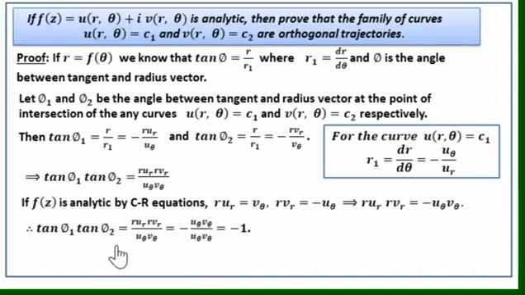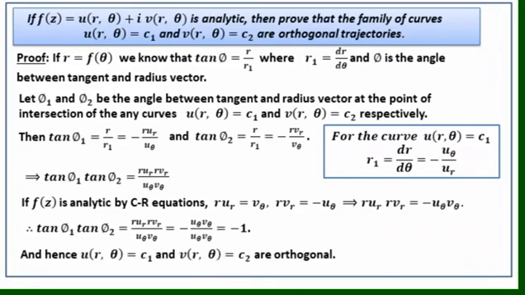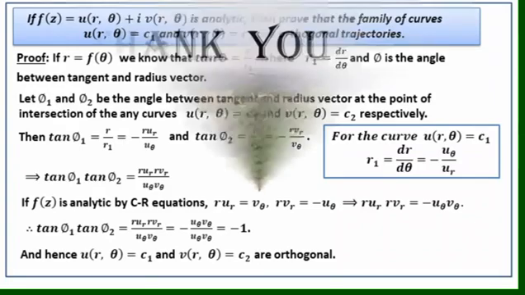Okay, so the product of tan φ1 and tan φ2 is minus 1. That proves that u of r,θ equal to c1 and v of r,θ equal to c2 are orthogonal trajectories of each other. So this completes the proof that if the function is analytic, then u equal to c1 and v equal to c2, where c1 and c2 are constants, these two families represent orthogonal trajectories of each other. Thank you.